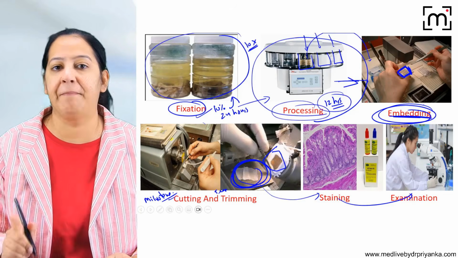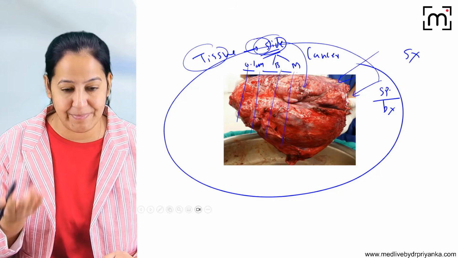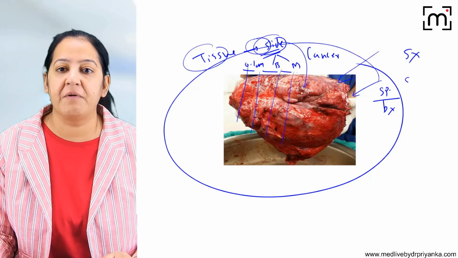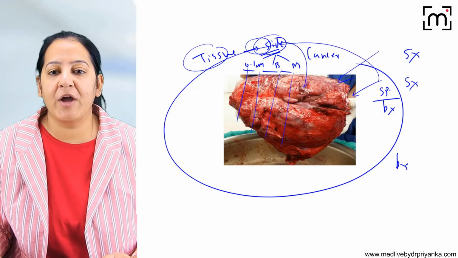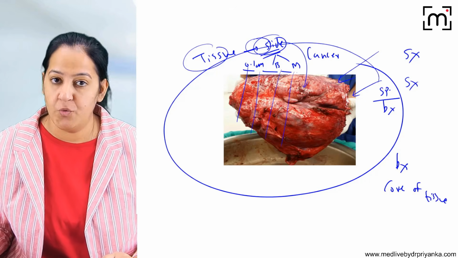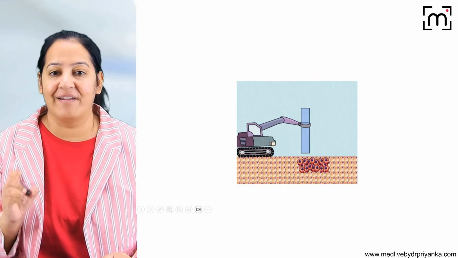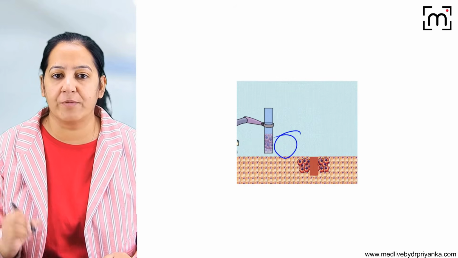First of all, we are doing the biopsy. Either the surgeon is performing the surgery and sending the specimen to us, or the surgeon is performing a biopsy. What is biopsy? Biopsy is a core of tissue. It is performed with a gun. You want to see? See. Now this is the biopsy gun. It is taking the tumor tissue out. So this tissue is the biopsy tissue.